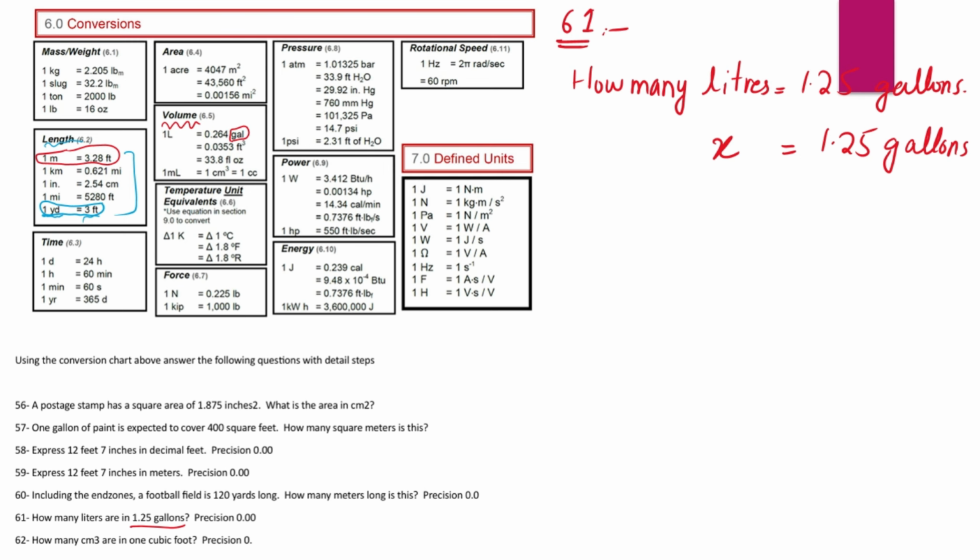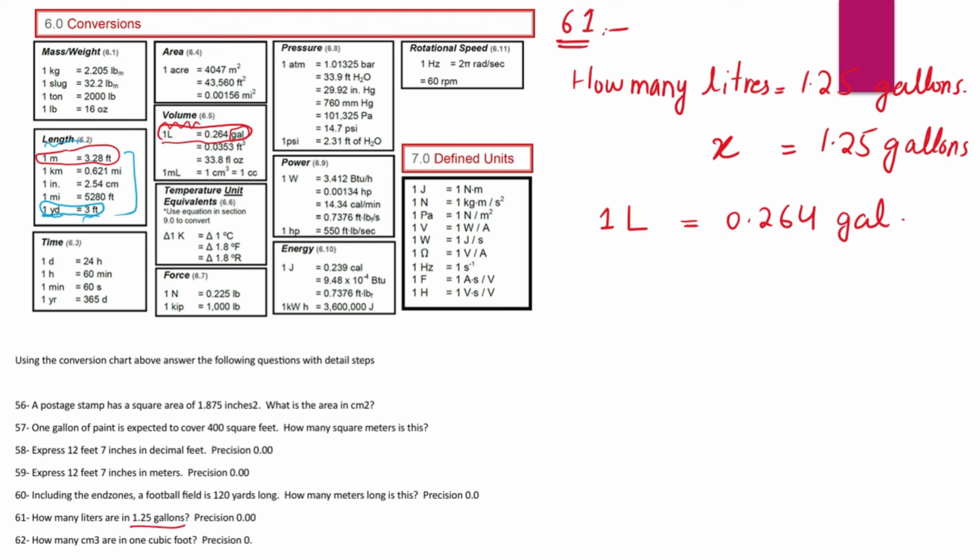So GAL means gallon. It is written that 1 liter is equal to 0.264 gallons. So you can write it here: 1 liter, and for liter we write L. So 1 L is equal to how many gallons? 0.264 gallons. For gallons we write GAL. Simple.